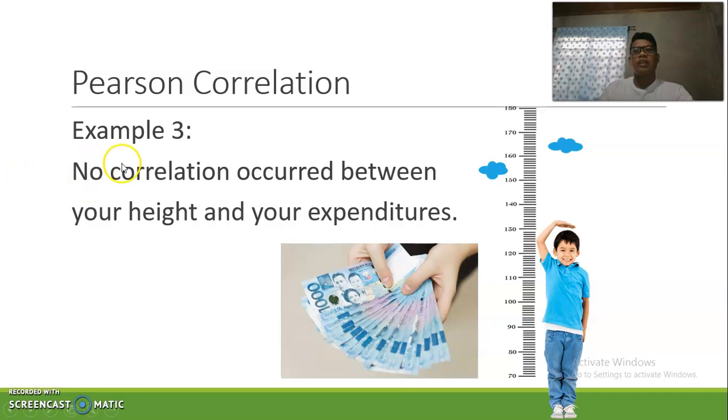In this one, there is no correlation between your height and your expenditure. So when you graph the data, it becomes scattered, since there is no correlation between the height and the expenditures of the person.